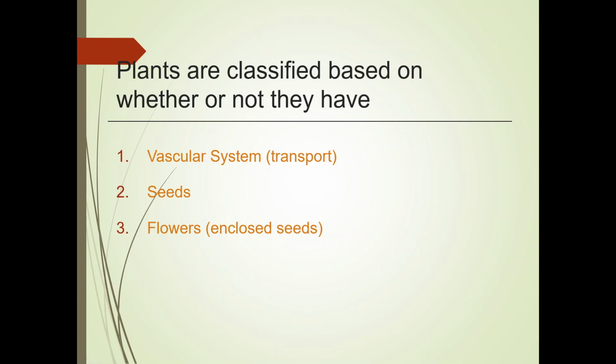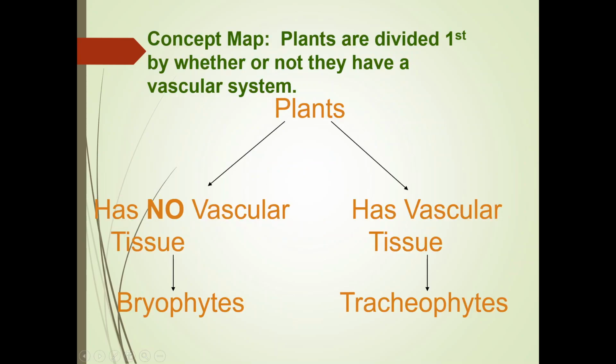They can be classified by whether they have or don't have three things: a vascular system, seeds, and flowers. Firstly, they are classified by the presence of the vascular tissue. If they have vascular tissue, they are called Tracheophytes, and if they don't, they are called Bryophytes.